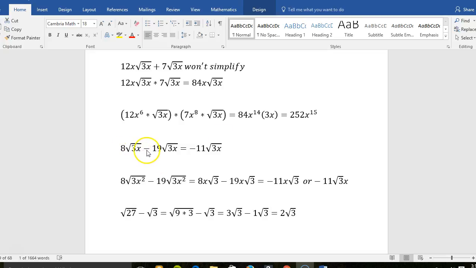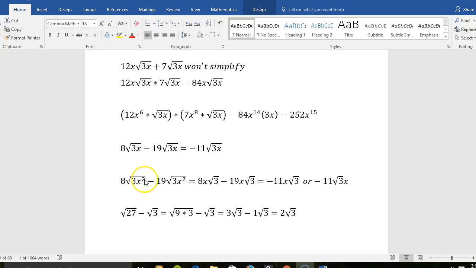8 radical 3x minus 19 radical 3x. That's negative 11 radical 3x. Let's do this one. 8 radical 3x squared minus 19 radical 3x squared. You can go ahead and do the subtraction part first, but I like to do this part first.